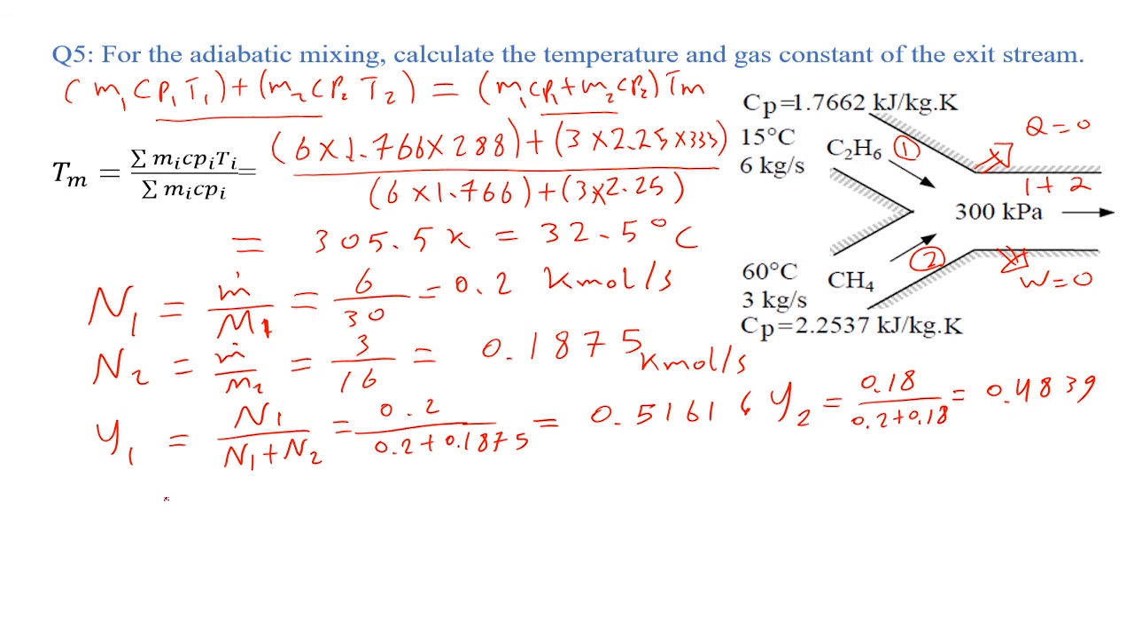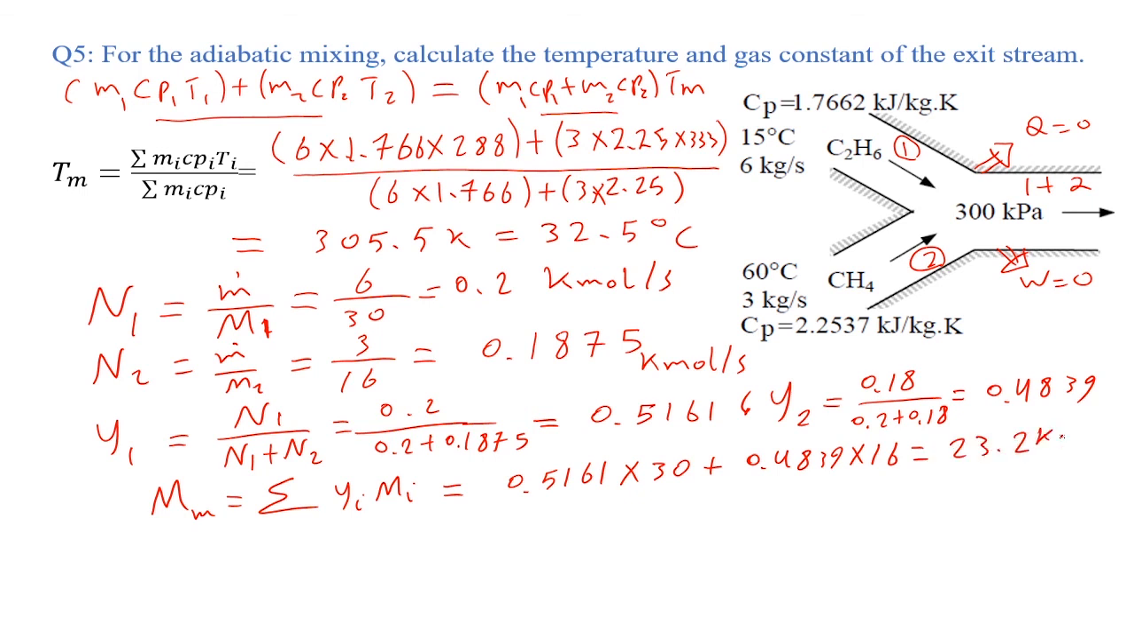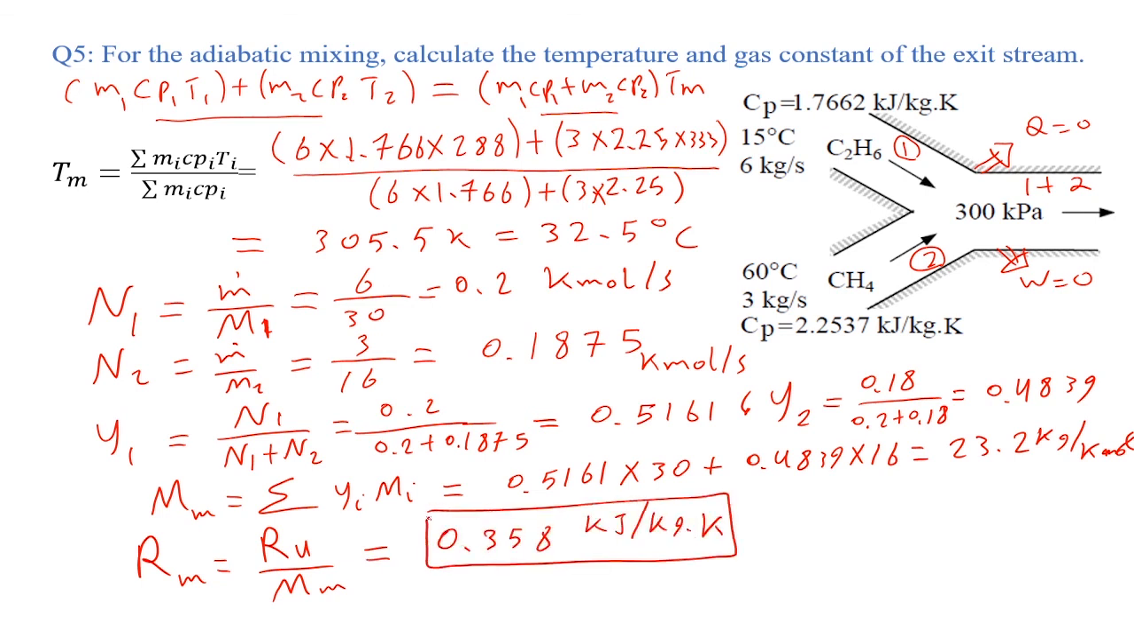Now we can calculate the molar mass of the mixture. So the molar mass will be 23.2. Finally, we can calculate the gas constant of the mixture by dividing the universal gas constant by the mixture molar mass that we just calculated. So the gas constant for the mixture will be 0.358 kilojoule per kilogram Kelvin. This will conclude this tutorial. Thank you for watching.